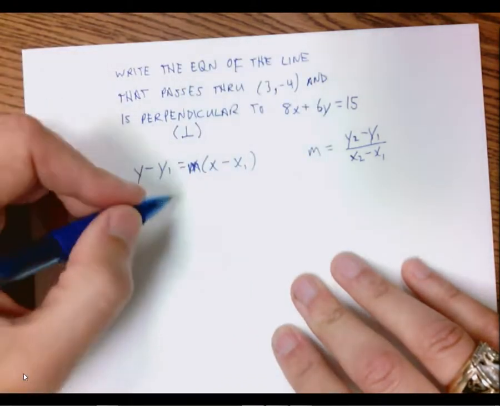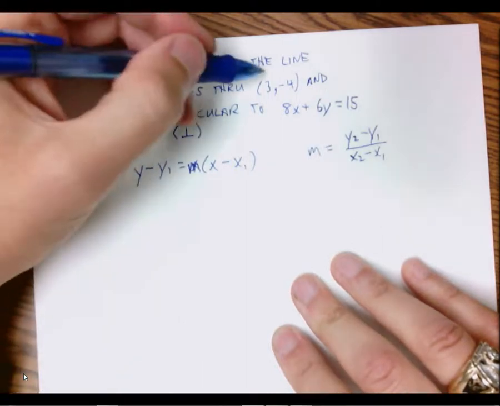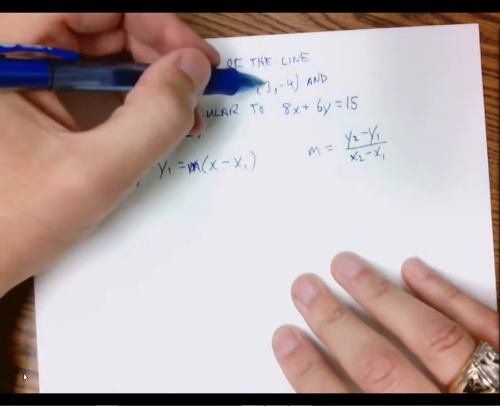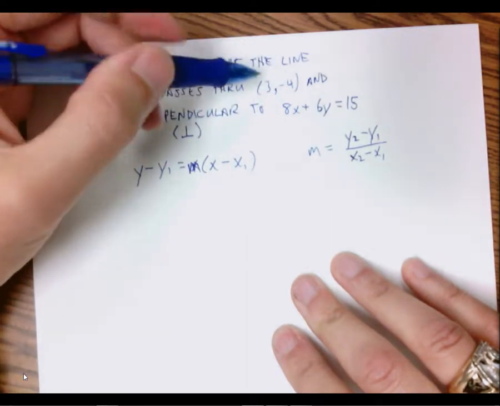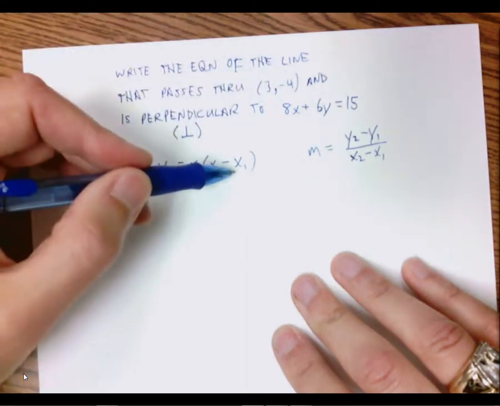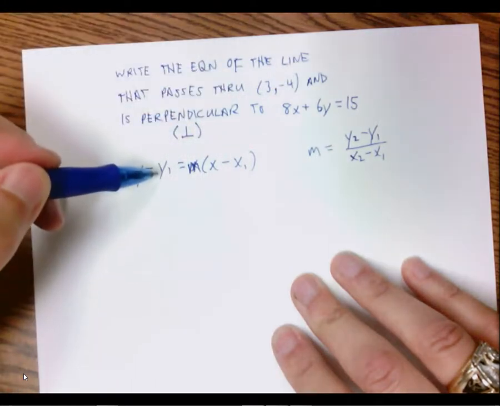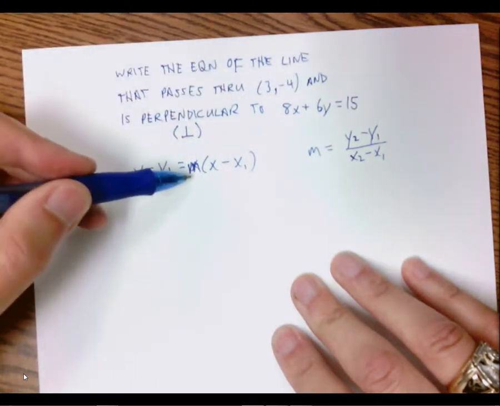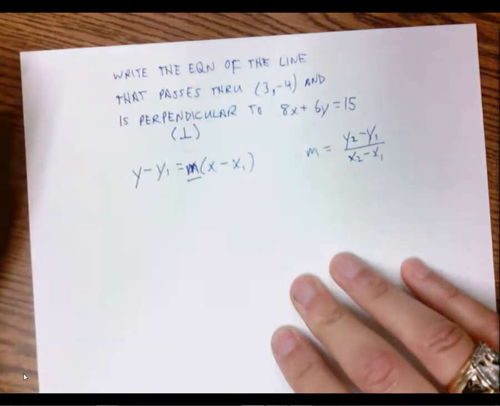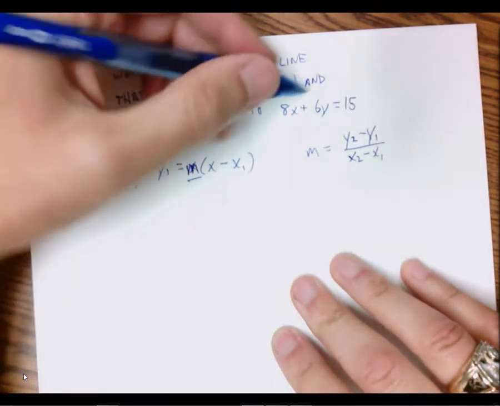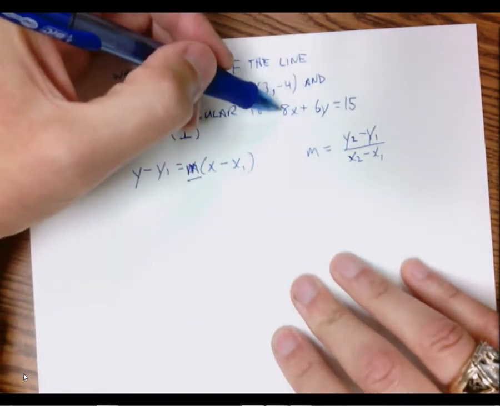Let's see here. So first thing we need, we have this point with x1 and y1. So we're going to replace this 3, we're going to put it where x1 is. And we're going to take the negative 4 and put it where y1 is. But the problem is we don't have the slope. We need m. So the way we'll find that is we'll rearrange this guy to get the slope.